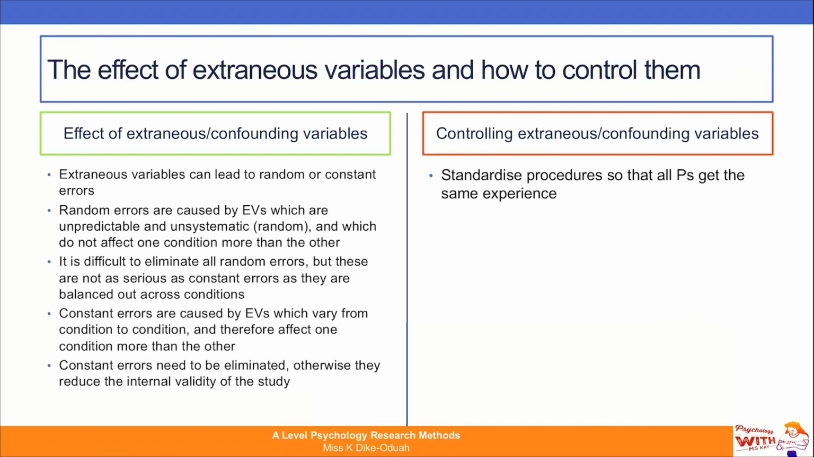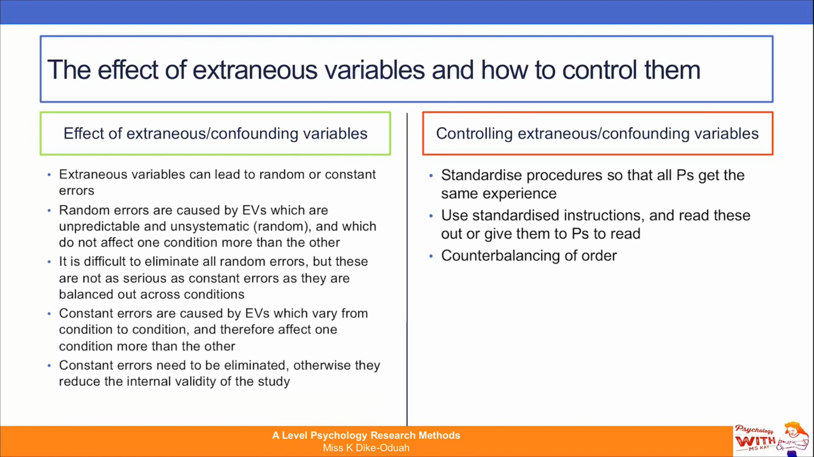And then how do we control extraneous and confounding variables? Well, we ensure that our procedures are standardized so that all participants get the same experience. We use standardized instructions and read these out or give them to participants to read. And that's really ensuring that in terms of the participant variables, you're going to mediate those, and also situational variables, because sometimes the way the researcher reads out the instructions can have an impact on the dependent variable.